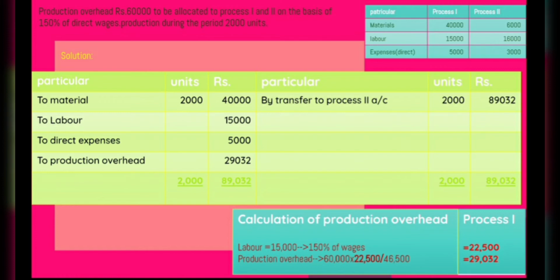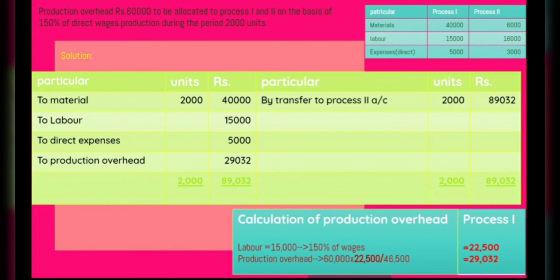Particulars, units, rupees. Let's write down the format. First, we have to write material on the debit side, which is given as 2,000 units and rupees 40,000 in the amount column. Then we have to write labor on the debit side, which is 15,000. Then we have to write direct expenses, rupees 5,000.